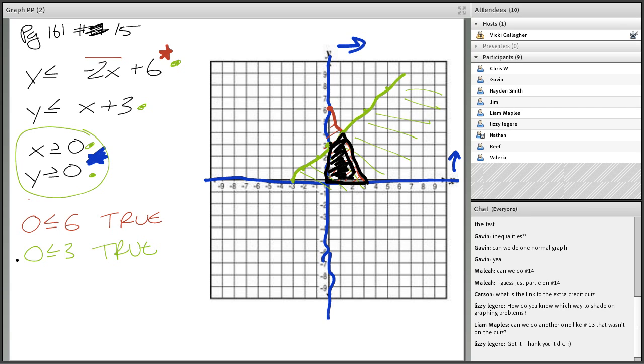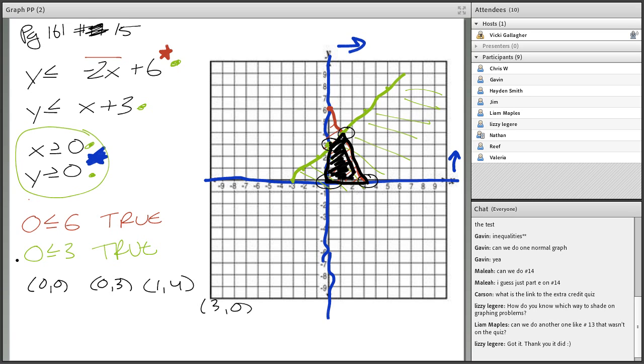Okay, and looking at that region, I have my 4 corners. So I have my origin, 0, 0. Up here, that is the ordered pair 0, 3. Over here, that looks like 1, 4. And down here, that is at 3, 0.